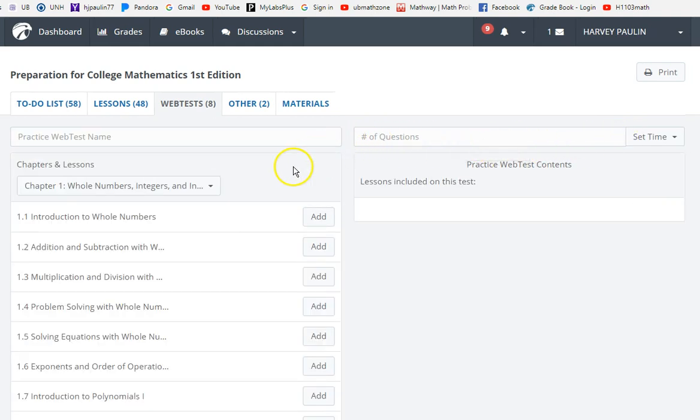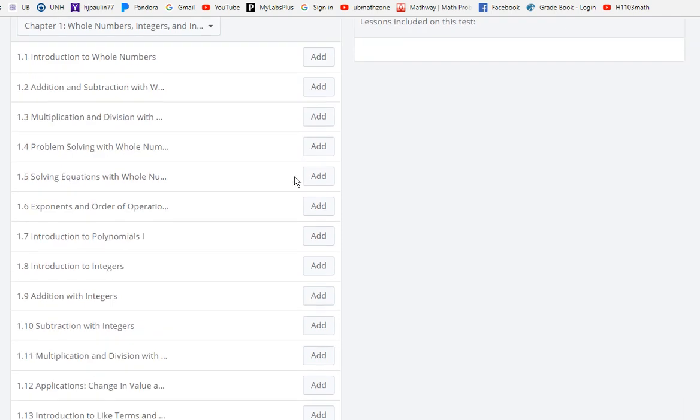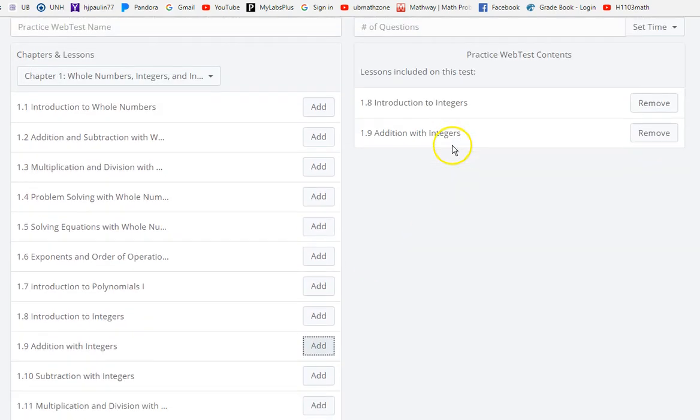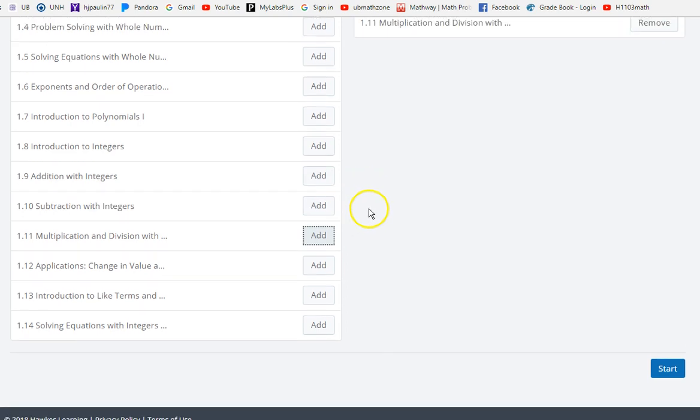And now these are the lessons that we've done. Now these are all of the lessons. The ones we've done, though, is section 1.8, so I'm going to say add. Section 1.9, I'm going to say add. And these are being added up here. 1.10, 1.11. Now we skip some.